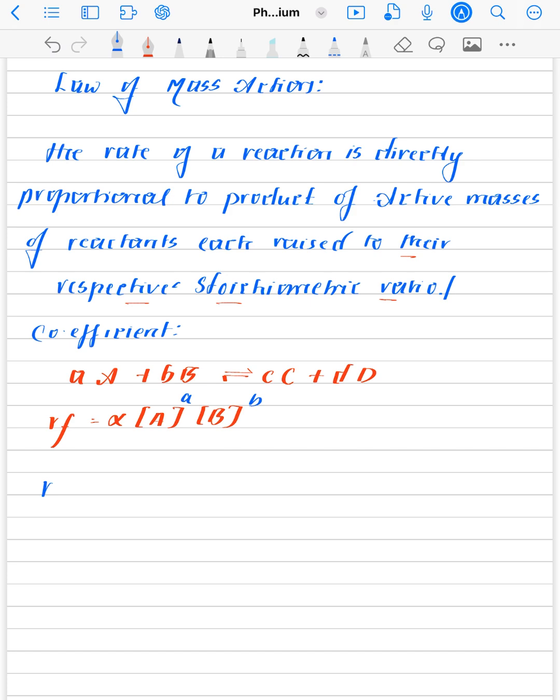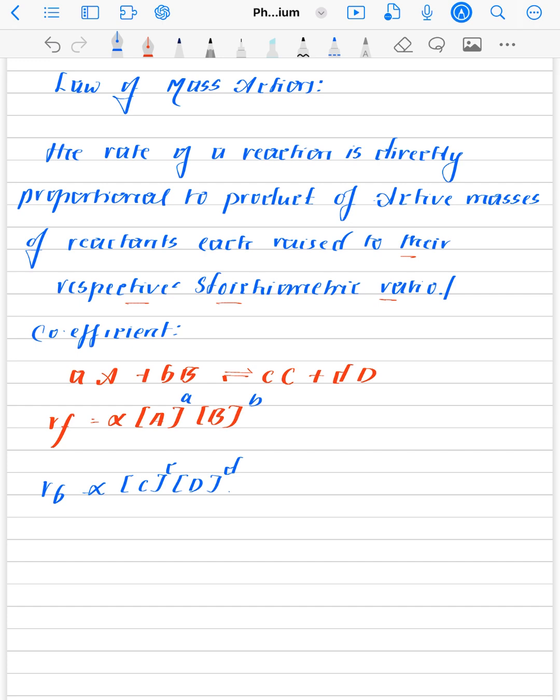So similarly, for a backward reaction, I can give it as RB, which is directly proportional to the concentration of C raised to C moles and the concentration of D raised to D moles, right? So that is the concentration of C raised to C, concentration of D raised to D. This is what we have.